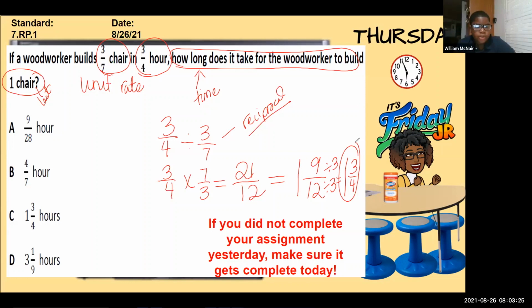All right, at the bottom, I left you a memo. If you did not complete your assignment yesterday, definitely make sure you try to get that complete today, sometime during your lunch break or whenever you can.